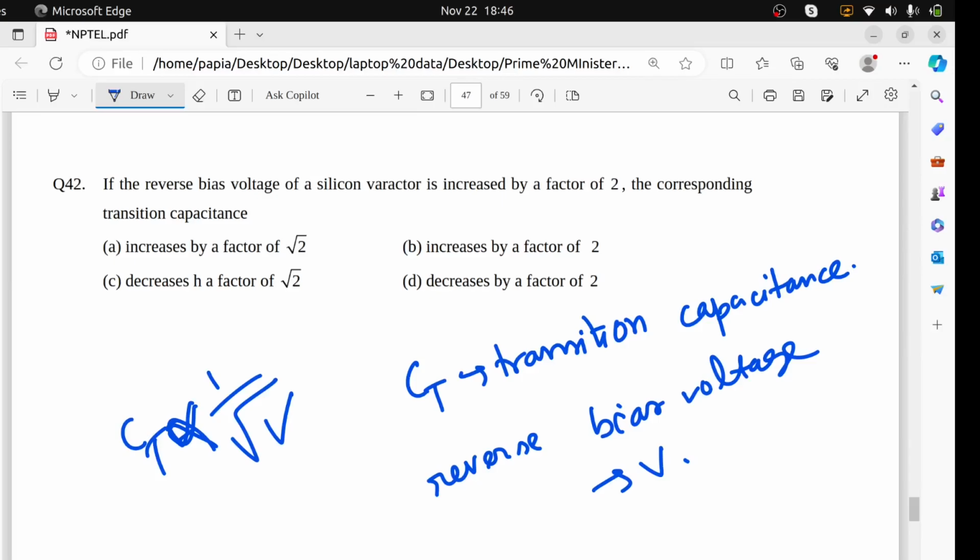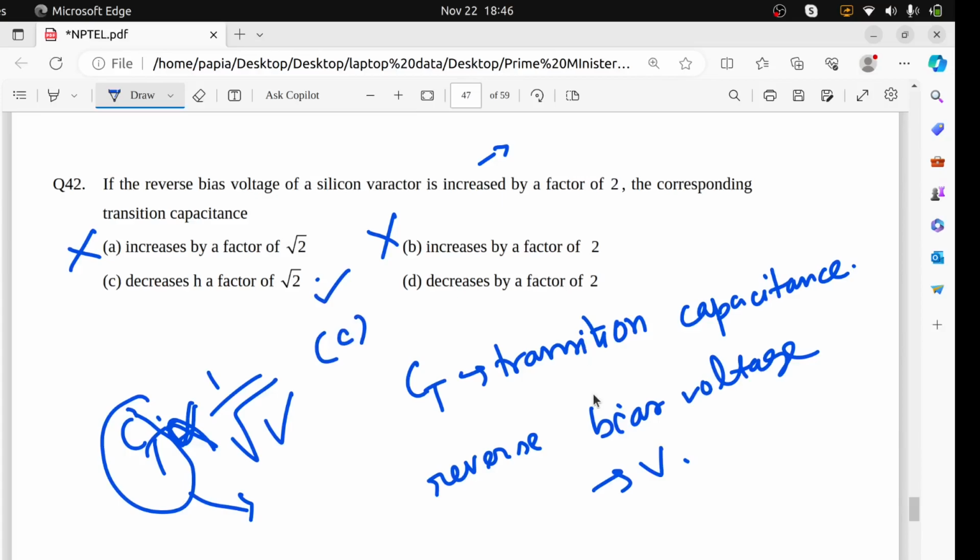46 is done already. Okay, so first of all, if our voltage is increasing, then our CT will decrease or increase? It will decrease definitely, because it is inversely proportional. So it will be decreased. So I am going to cross that one and that one. Now decrease by which factor? You can see it is root V. So that means obviously decrease by root 2. That is the C answer, right?